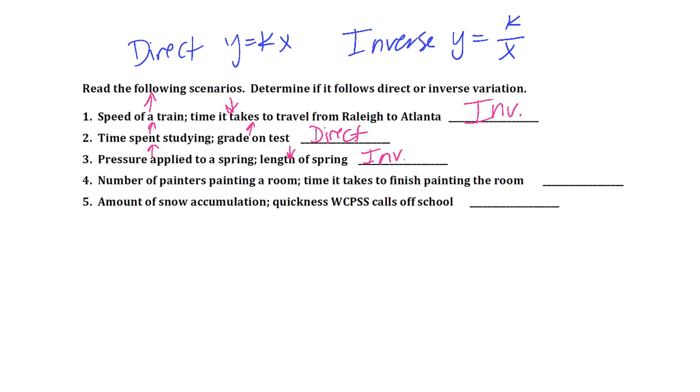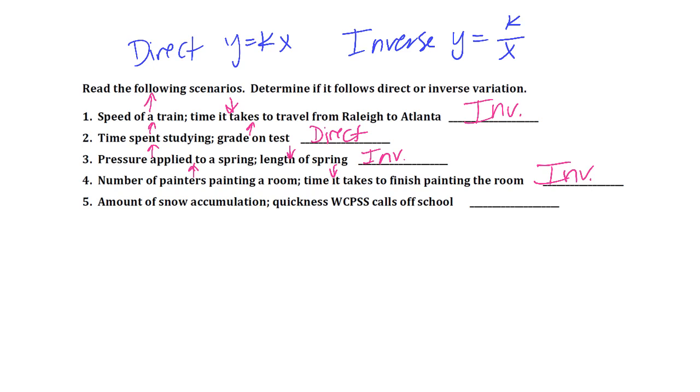Number of painters painting a room and the time it takes to finish painting the room. So the more people you have, the less time it takes to actually paint it, because you got more people painting all the surfaces. Yet again, it's going to be inverse because they're going in opposite directions.